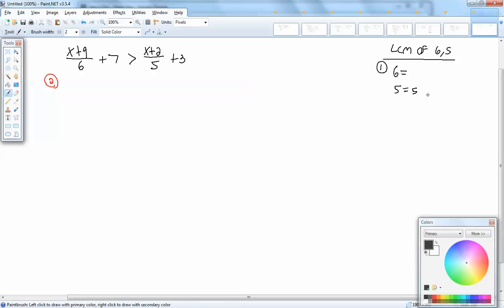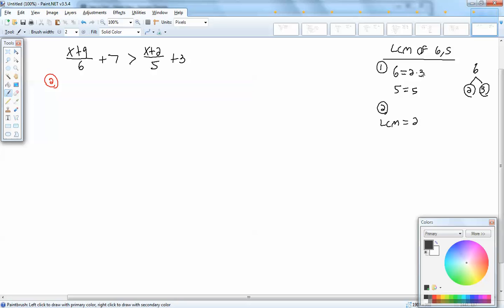Well, 5's prime, so we just write 5. Now 6, if I did my tree breakdown, I start with my first prime, which is 2. 2 times 3. 2's prime, so we circle it, and 3's prime, so we circle it. So we got 2 times 3. So for our LCM, we start with our first prime, which is 2. We're looking for the greatest number of 2's on any single line. There's 1 here, none here, so the greatest number on a single line is 1.